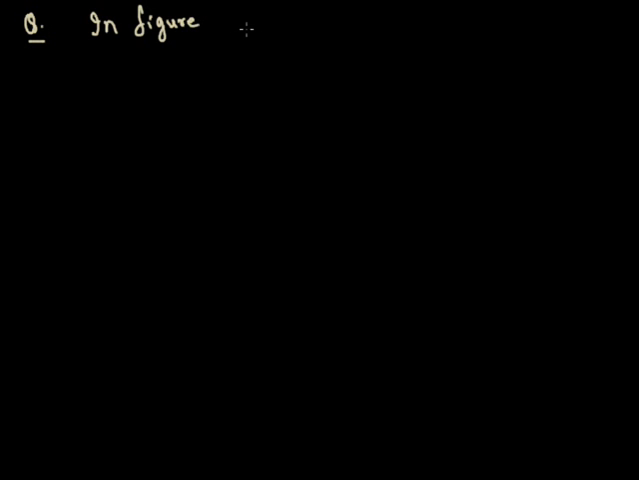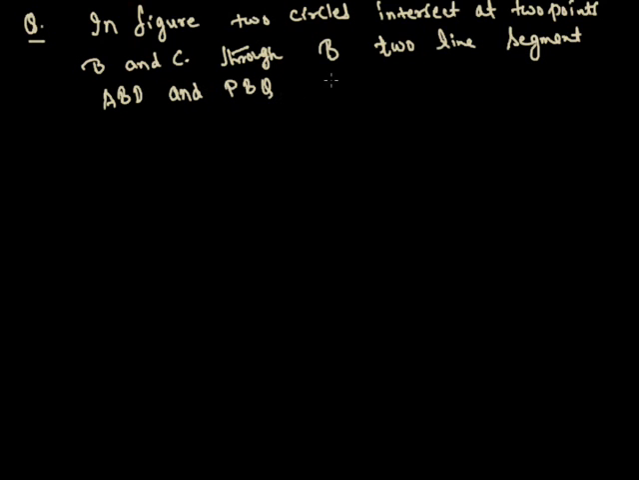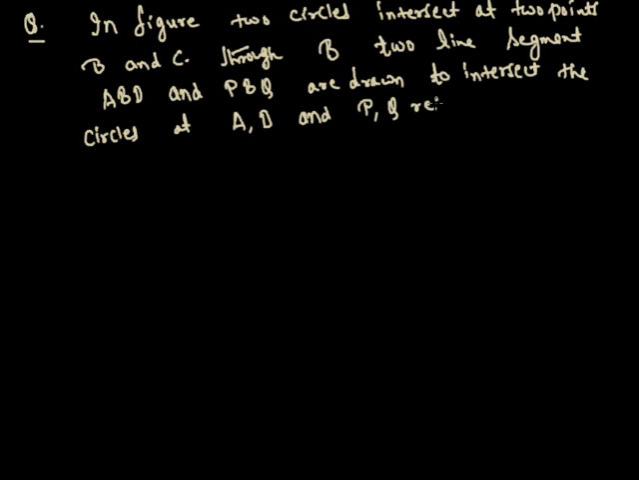In the figure, two circles intersect at two points B and C. Through B, two line segments ABD and PBQ are drawn to intersect the circles at A, D and P, Q respectively.